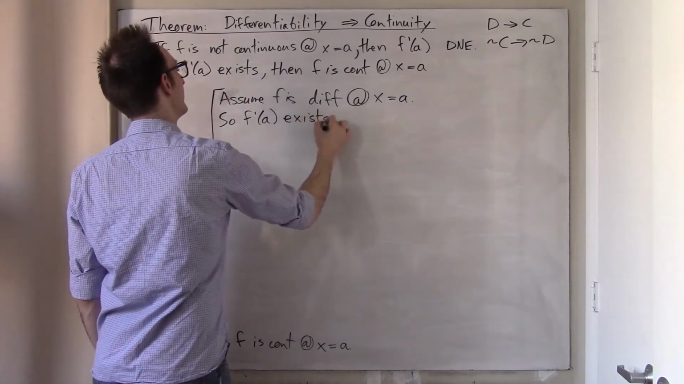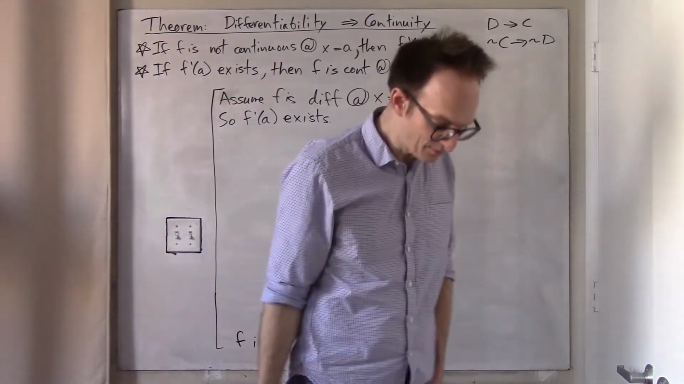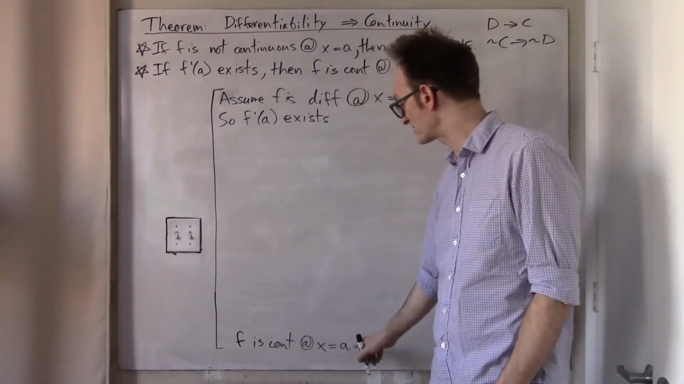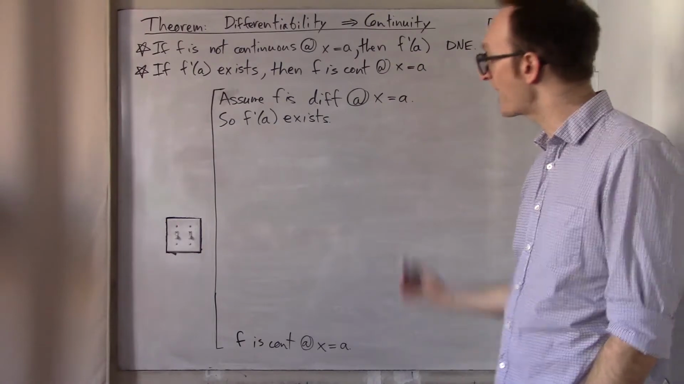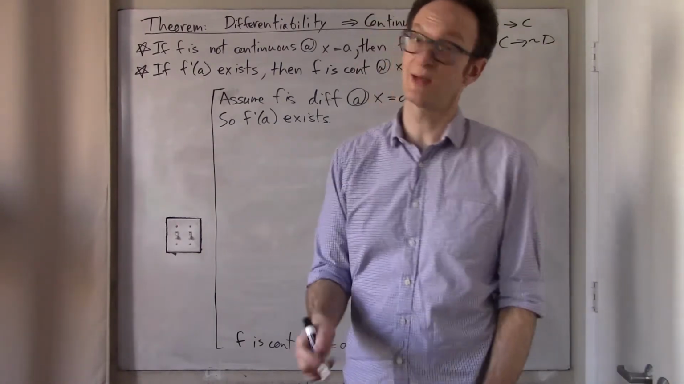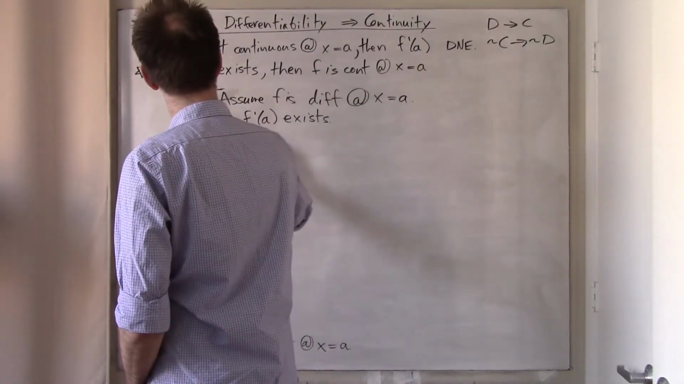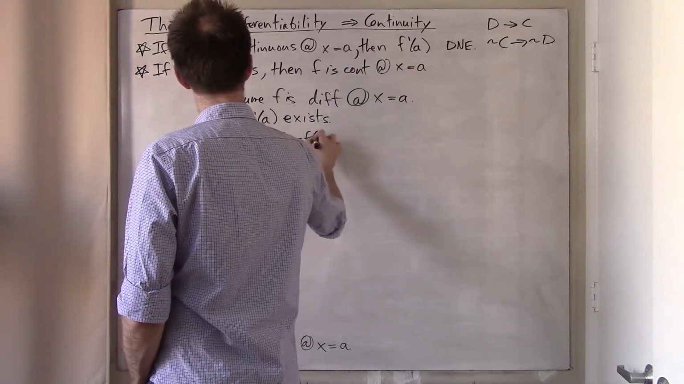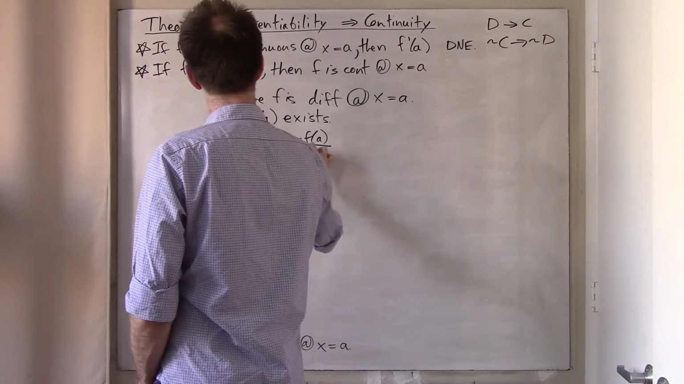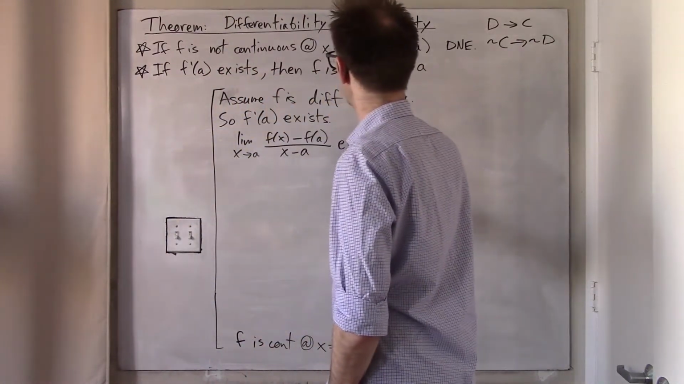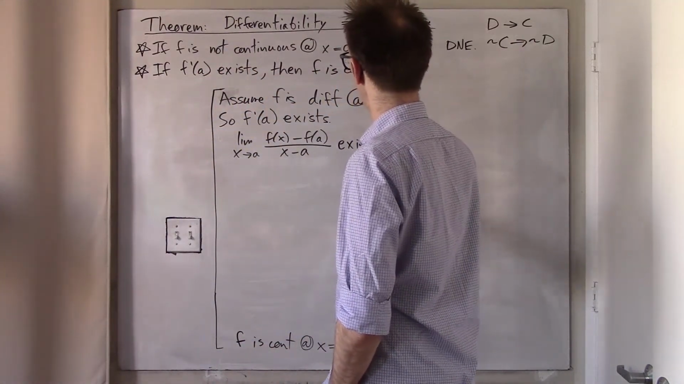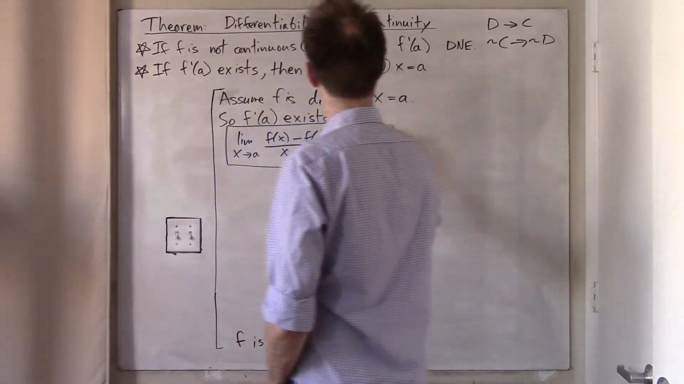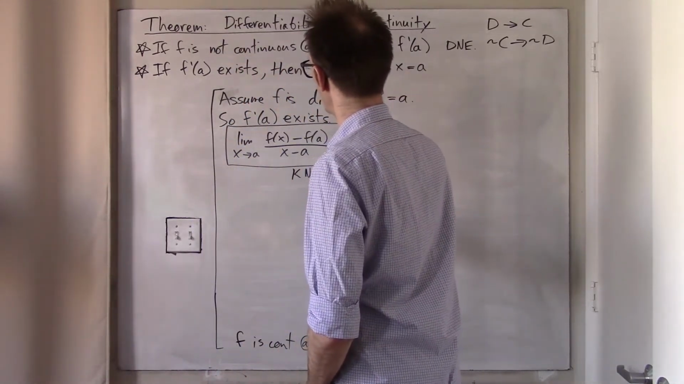Okay, how am I going to prove, simply from the fact that the derivative exists, that f is continuous at x equals a? Well, what is the derivative? It's a limit. And so what I know is that the limit as x approaches a of (f of x minus f of a) over (x minus a) exists. That's kind of what I know. So maybe I put that in a box and say, this is what I know.